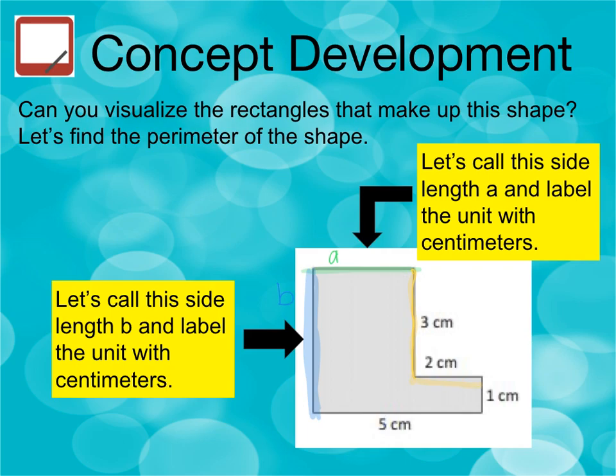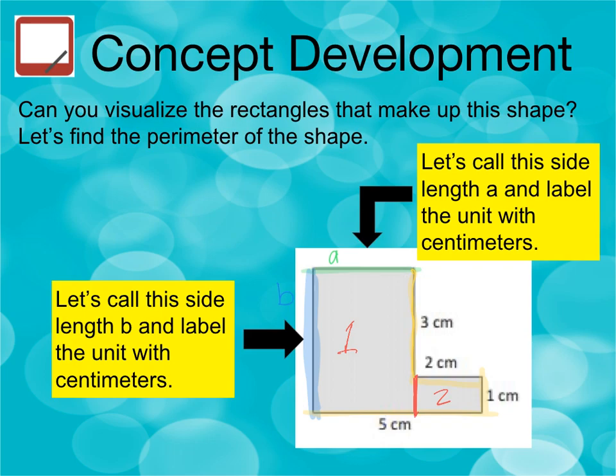And I know this side is 2 centimeters. This side length is 1 centimeter, and my bottom altogether is 5 centimeters. So now I'm going to look at my shape to see how I can figure out side length A and side length B. I'm looking at my shape and I see that I can divide it into two smaller rectangles. I'm going to split it right up here, and I have rectangle number 1 and rectangle number 2.